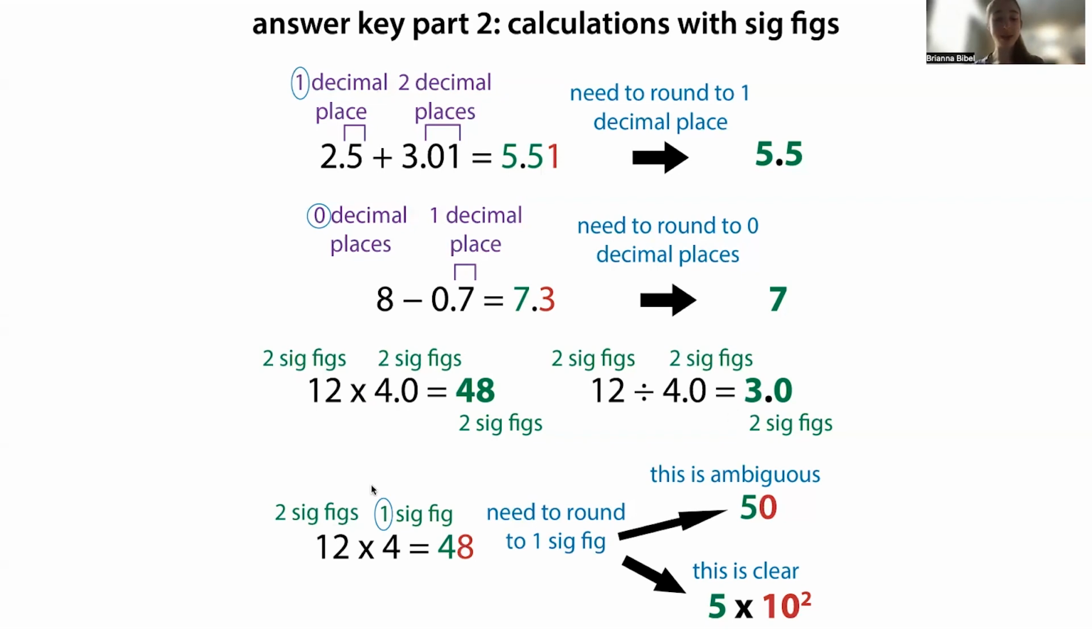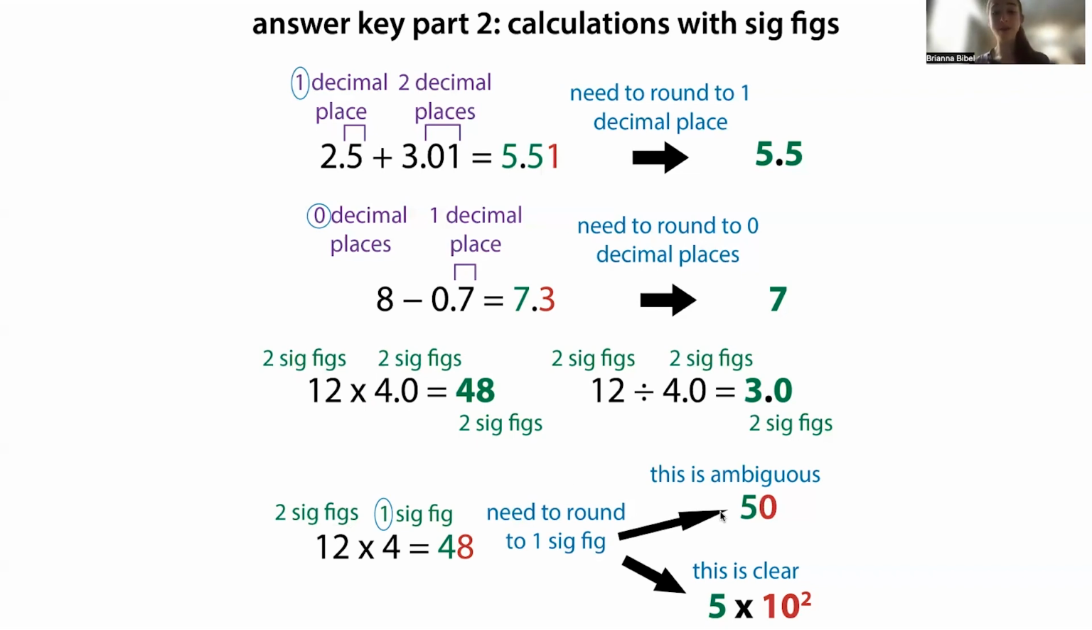This last one's a little more tricky. We have 12 times 4, and so basically we have 2 significant figures and 1 significant figure. This is assuming that these are measured values and not exact values, so they're not counted values, like people, where you would have an unlimited number of sig figs. Instead, we're actually reporting sig figs here. So we have 2 sig figs and 1 sig fig. If we multiply these, we get 48, and so we're going to need to round. We would round up to 50.